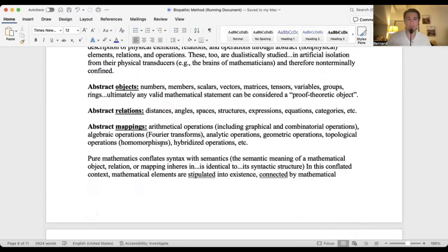So pure mathematics conflates syntax with semantics. We've discussed that. The semantic meaning of a mathematical object, for example, or mapping, inheres in and is identical to its syntactic structure, right? If you consider a set full of elements, the elements themselves don't need to be baseballs, they don't need to be molecules, they don't need to be anything at all. You just basically stipulate that they could be anything, right? And that's standard.